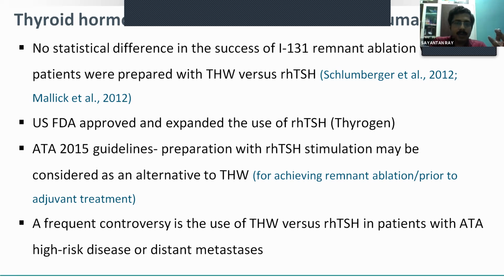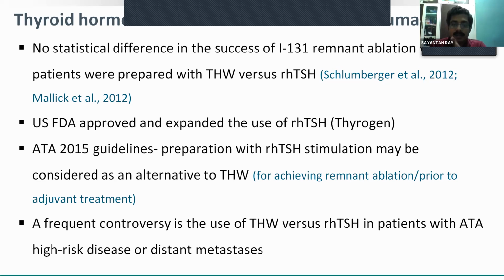The US FDA approved and expanded the use of recombinant TSH, that is Thyrogen, after publication of these two papers. And as per the ATA 2015 guidelines, preparation with recombinant TSH stimulation may be considered as an alternative to thyroid hormone withdrawal for achieving remnant ablation and also prior to adjuvant treatment. But currently, recombinant TSH is not approved by the FDA for preparation of I-131 for treatment of distant metastasis.